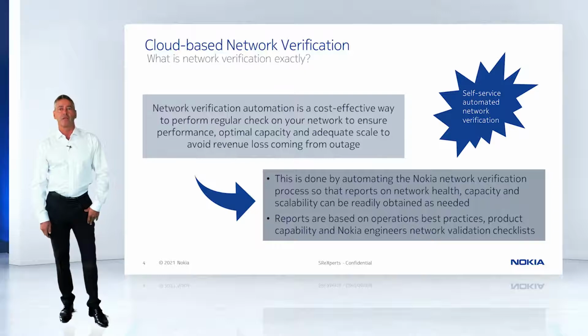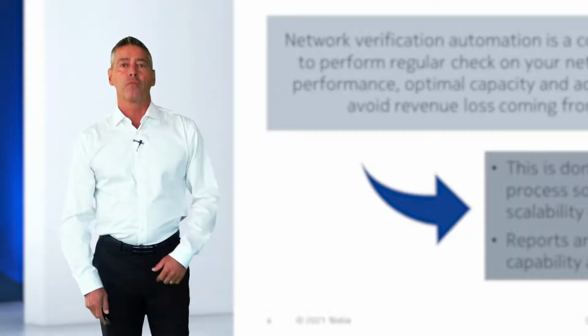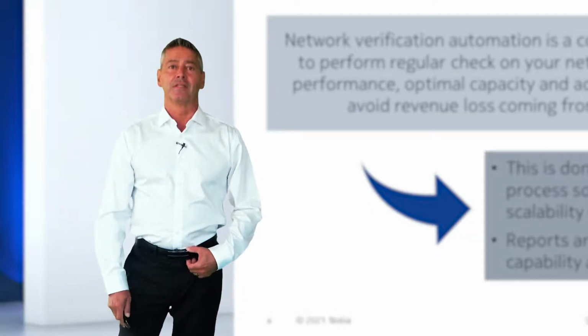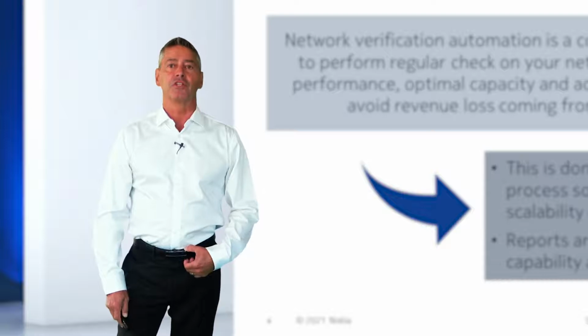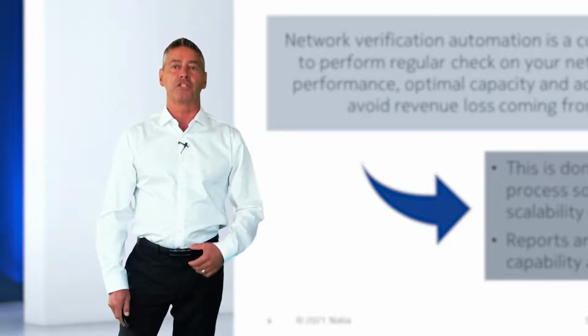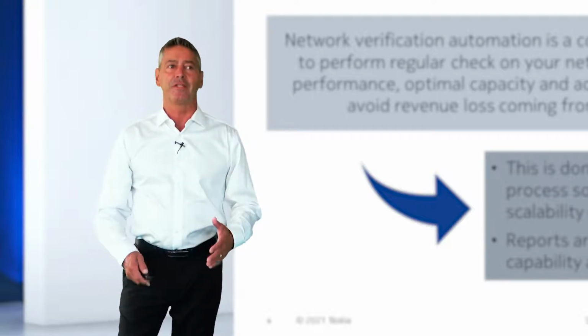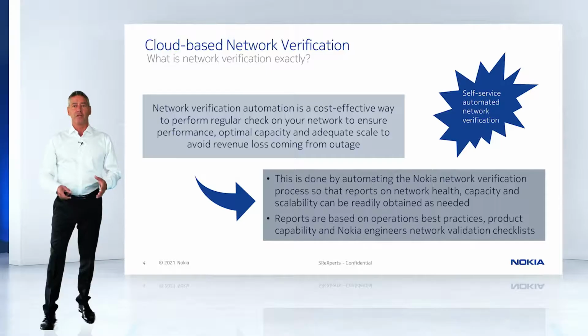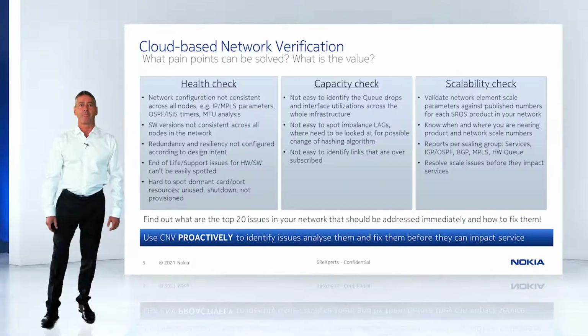So you'll get 3 reports: a network health report, a capacity report, and a scalability report. All the reports are based on the professional service best practices, product capability, and Nokia engineer network validation checklists. So we've automated the checklist. Instead of having a professional service guy going in your network and spending a month to give you these reports, at the click of a button, you'll be able to get those reports.